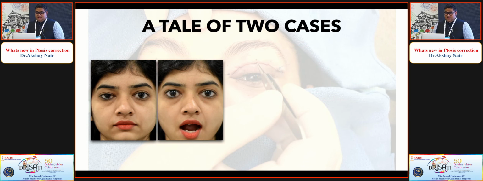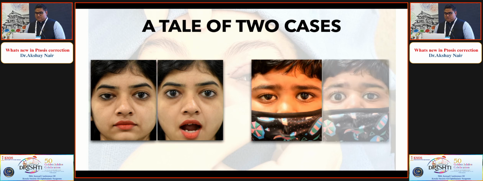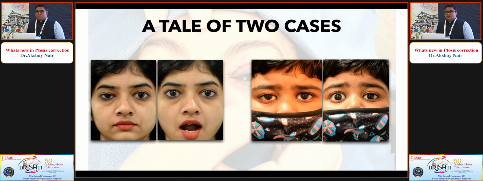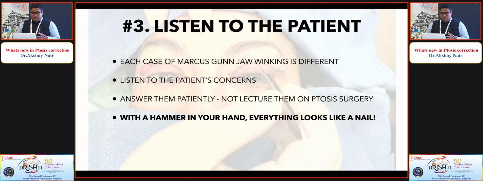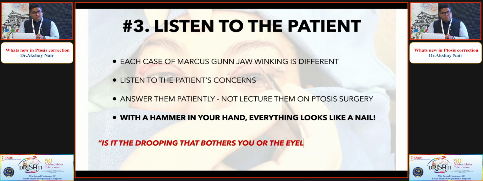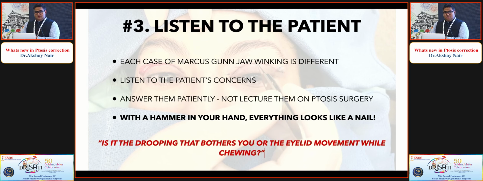Moving on, this is a patient with minimal Marcus Gunn, as you can see, and this is a child who's got again mild ptosis but huge Marcus Gunn. So I always ask the patient, what is it that they want to be treated? Because each case of Marcus Gunn is different. Listen to the patient's concern. I always ask patients with Marcus Gunn, what is it that bothers you? Is it the drooping or the ptosis that bothers you, or is it the Marcus Gunn that bothers you? Because if you have a fixed plan in your head without listening to the patient, with a hammer in your hand, everything that you see is a nail, and you're going to be hitting it. So you have to address the patient's concerns individually.